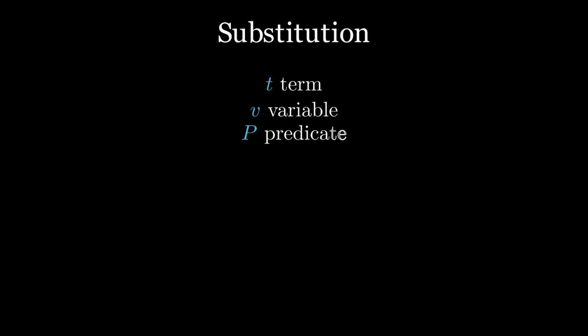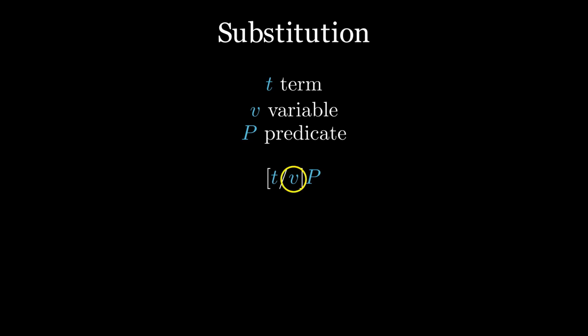Before I give the rules for these new predicates, we need to talk about how to replace a variable in a predicate with a particular term. I mentioned you can get a proposition from a predicate by specifying the sets in question, but how do you do that exactly? Let's say t is a term, v is a variable, and p is a predicate. Then we write this here to mean the result of replacing every free instance of the variable v in the predicate p with the term t.